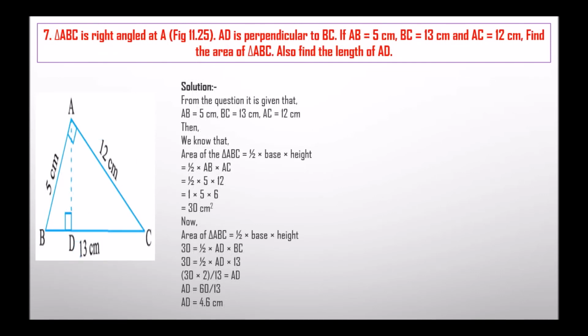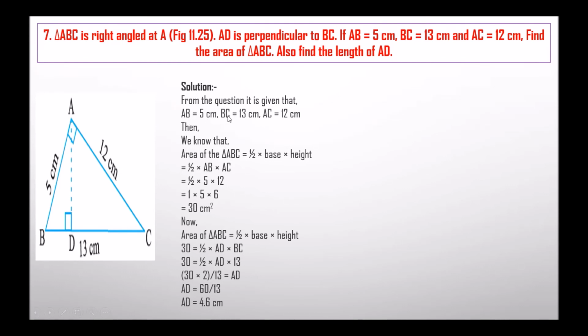Seventh question. Triangle ABC is right angled at A. AD is perpendicular to BC. If AB equals 5 centimeter, BC equals 13 centimeter and AC equals 12 centimeter, find the area of triangle ABC. Also find the length of AD.